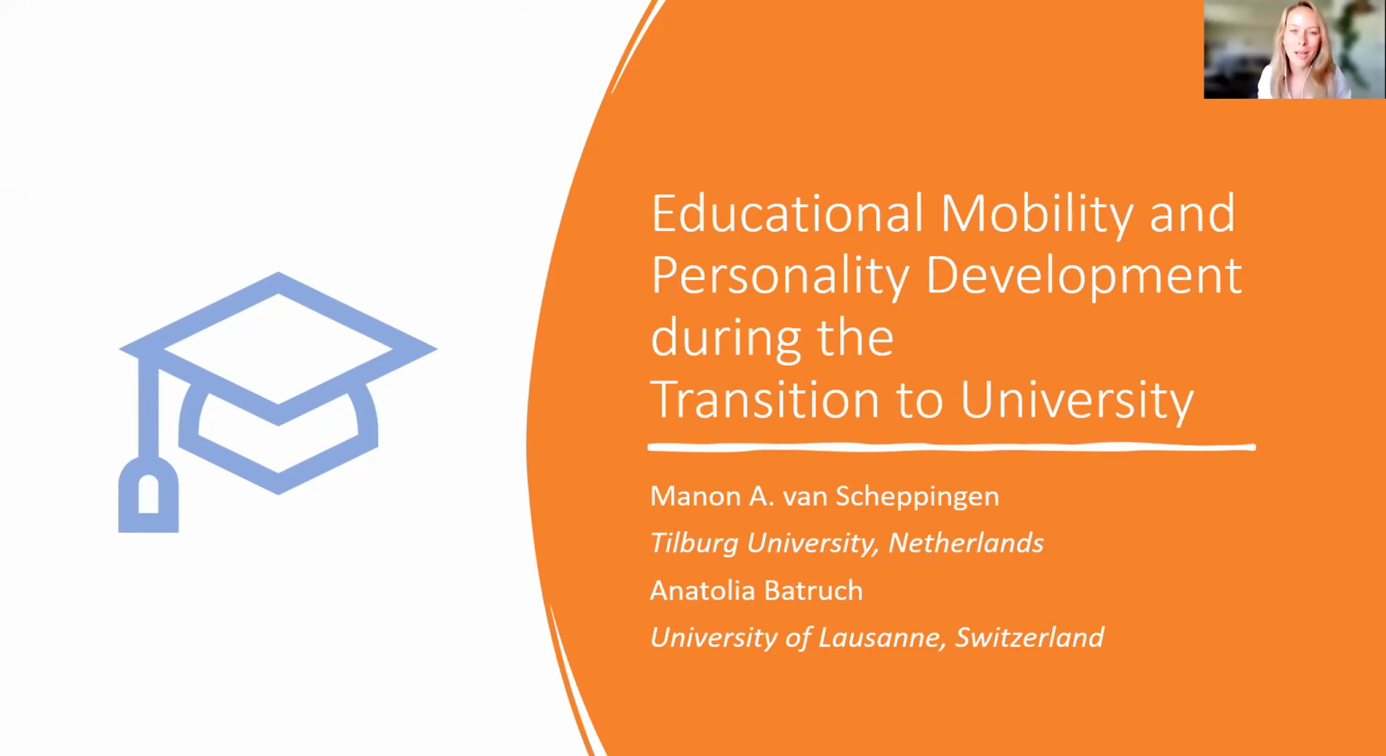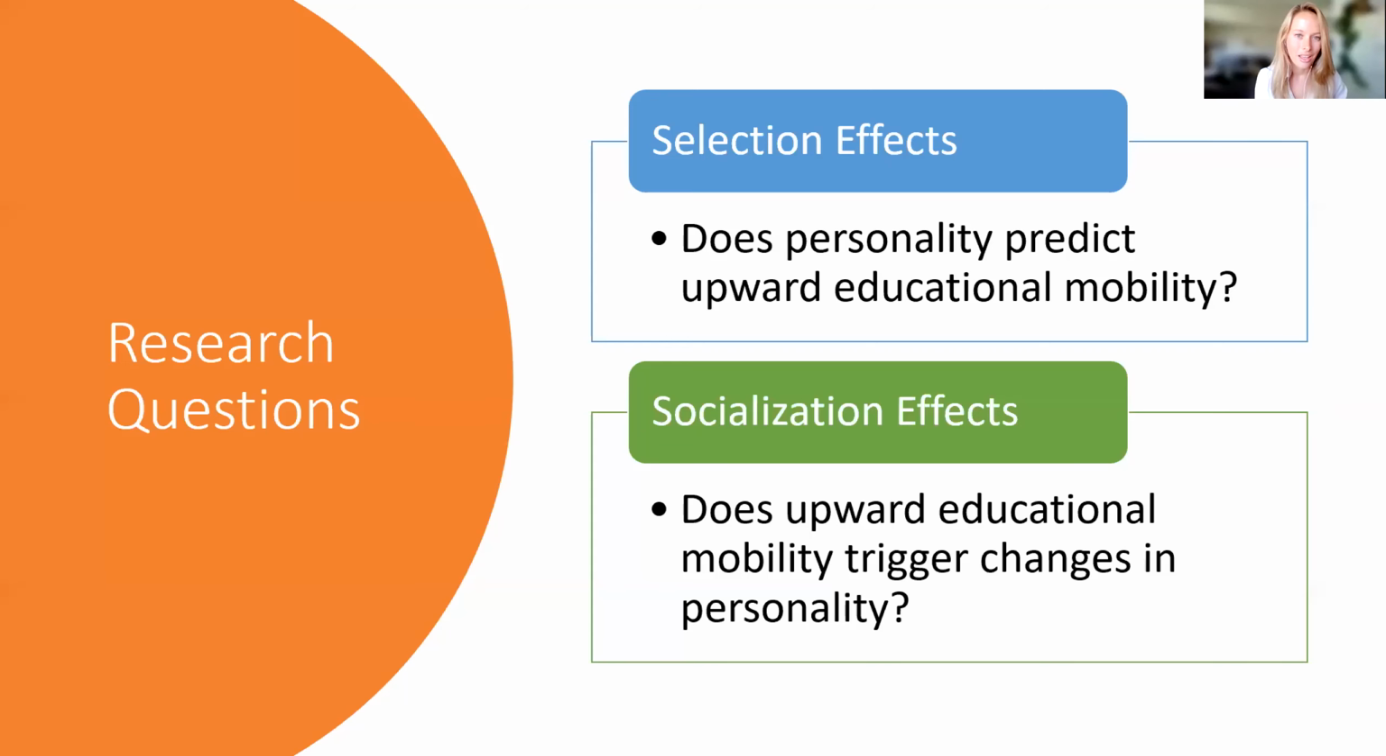Okay. Hi, I'm Manon van Scheppingen, and today I'm going to talk about educational mobility and personality development during the transition to university. I'm an assistant professor at Tilburg University, and I'm doing this project together with Anatolia Batroug. She's a social class researcher from the University of Lausanne. So in this paper, we studied moving up in educational level compared to your parents. In other words, being a first generation student might lead to personality change.